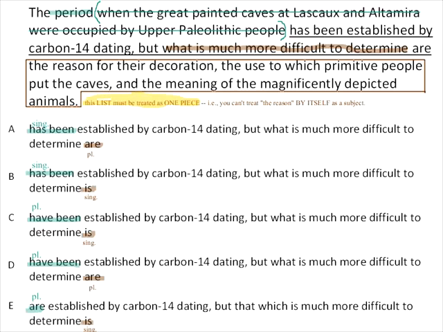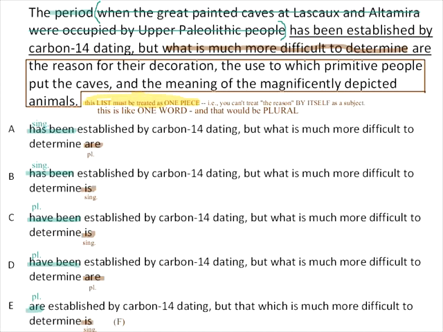So, I mean, this whole list is like one word. This is like one word. And that would be plural. So if you had something like "more difficult to determine," then this would be "are." So let me give you an example of this. I'm going to try to fit it down here.